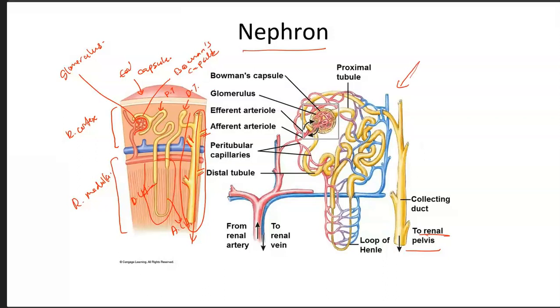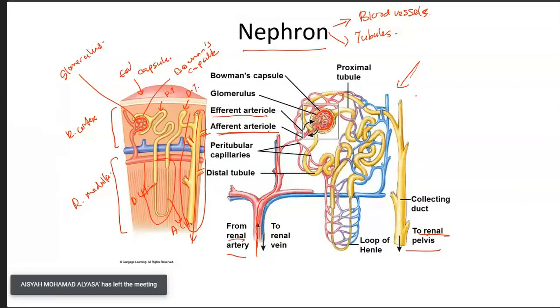For nephrons, you have to remember it has two components: the blood vessels part and the tubule part. The blood vessels start with the glomerulus. The glomerulus will receive blood coming from the afferent arterioles. Afferent arterioles receive blood coming from the renal artery. So from the renal artery, blood flows into the kidney, into the afferent arterioles and into the glomerulus, and then out of the glomerulus into the efferent arterioles.